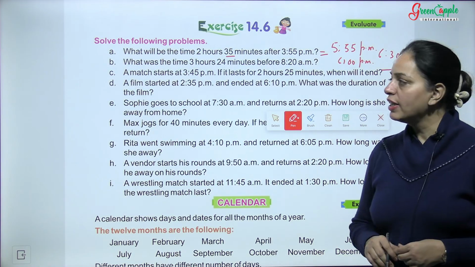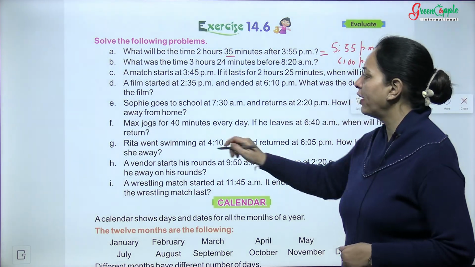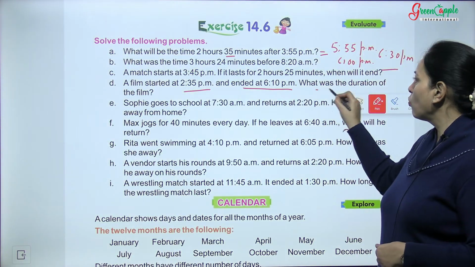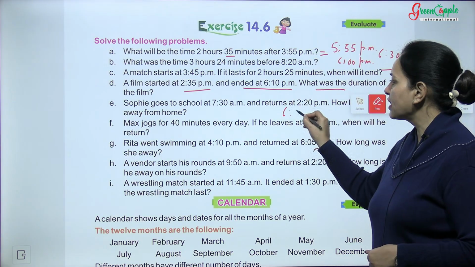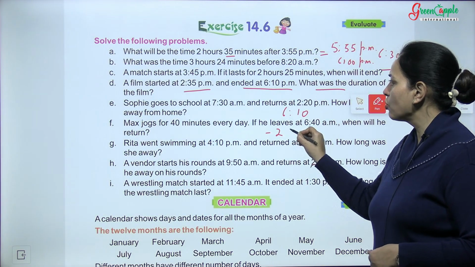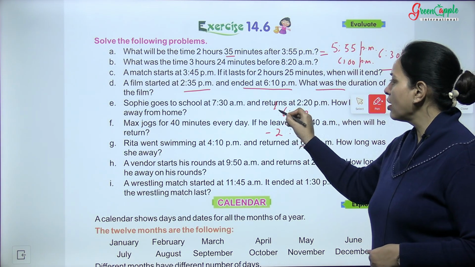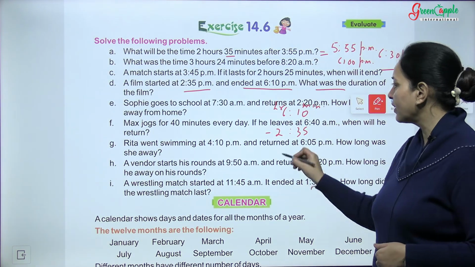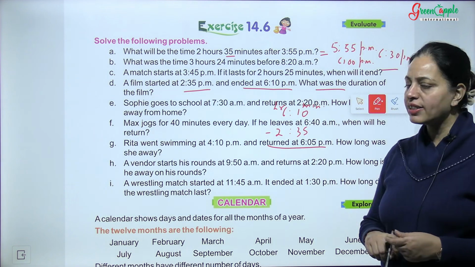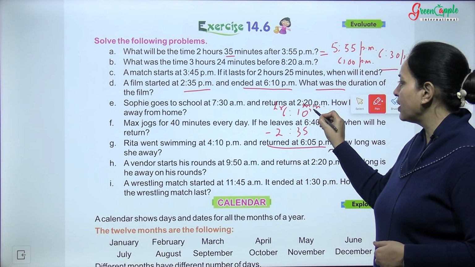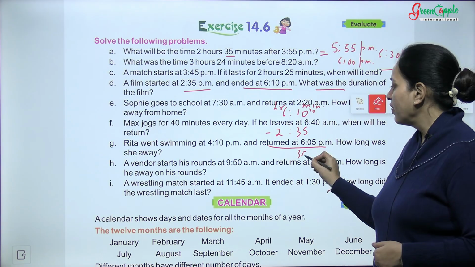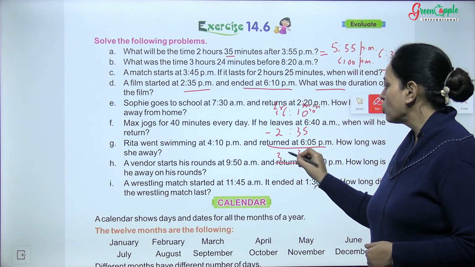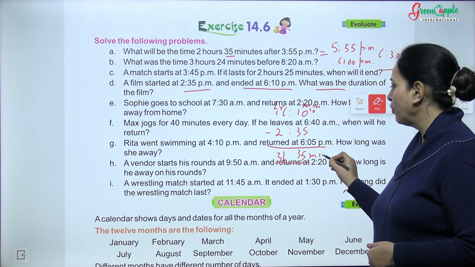Okay, right? Now part G. A film started at 2:35 p.m. and ended at 6:10 p.m. So what was the duration? So 6:10 minus 2:35, hours and minutes. So 35 minutes from 10 minutes we cannot do. So what to do? We borrow from the hours. This becomes 70 minutes. 70 minus 35 is 35 minutes, and this becomes 5. 5 minus 2 is 3. So 3 hours 35 minutes.